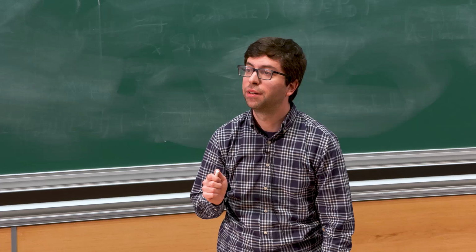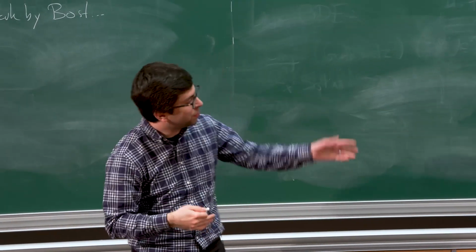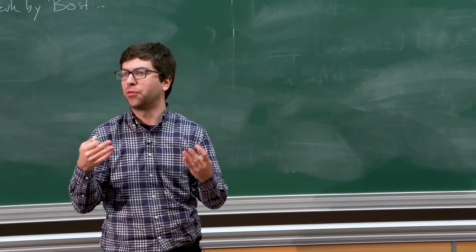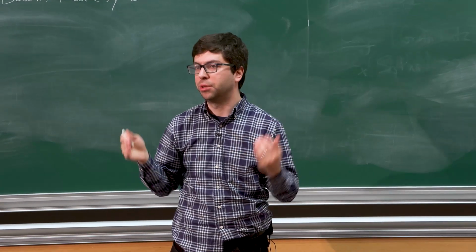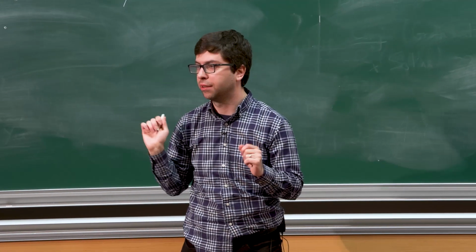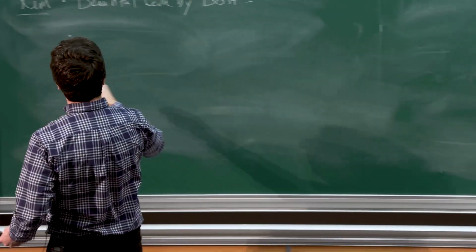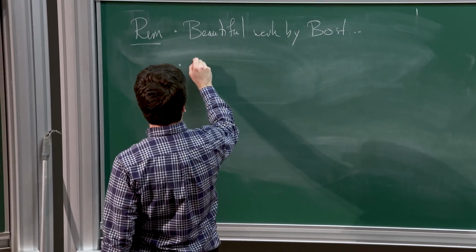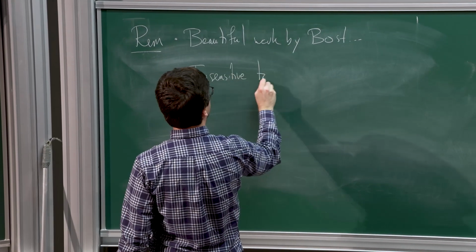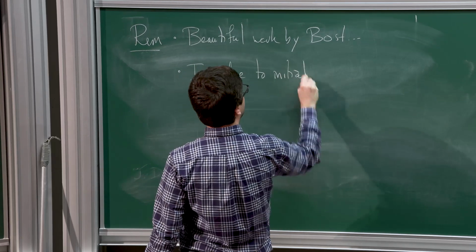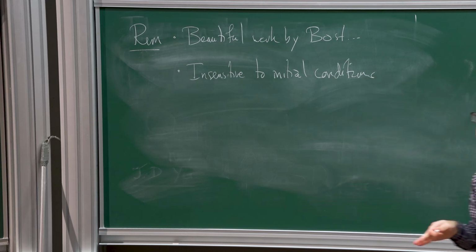Which remark? Oh, the beautiful work by Bosch. So he proves the conjecture if S satisfies, for example, if the universal cover of S satisfies the so-called Liouville condition. So, for example, if S is an abelian variety, that's what you should think. Okay, but maybe the second part of the remark was that this conjecture is insensitive to initial conditions. Does that answer your question?